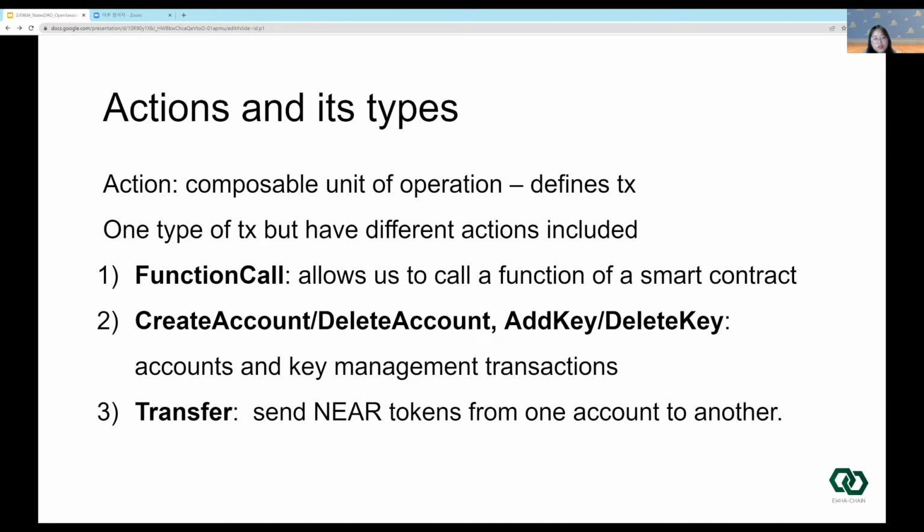In NEAR, while there is only one transaction type, the transaction itself may hold different actions. An action is a composable unit of operation that, together with zero or more other actions, defines a sensible transaction. For most practical purposes, transactions will have a single action included, so we can assume that transaction means action. Let's look at some examples of transactions. First, the function call action is the most important action on the blockchain, and it allows us to call a function of a smart contract.